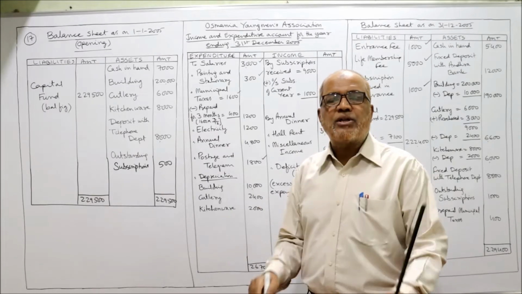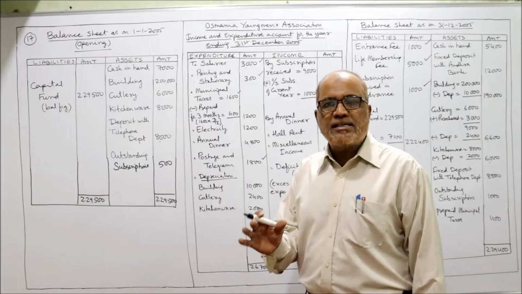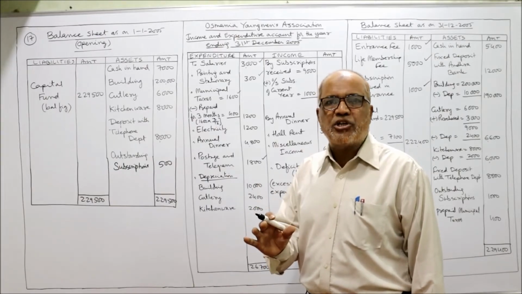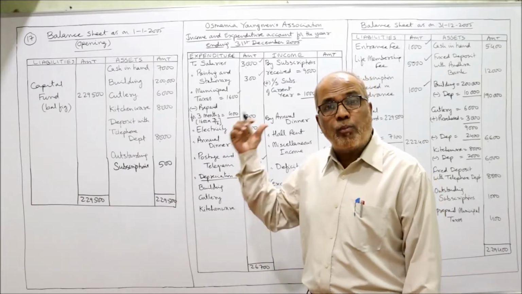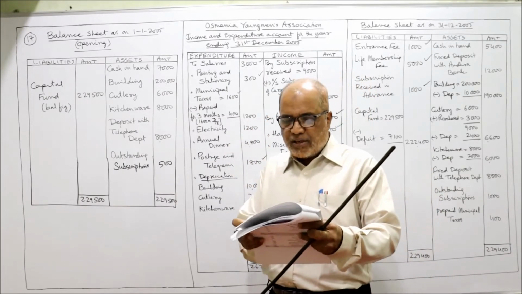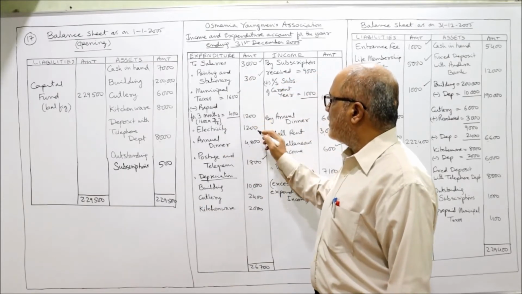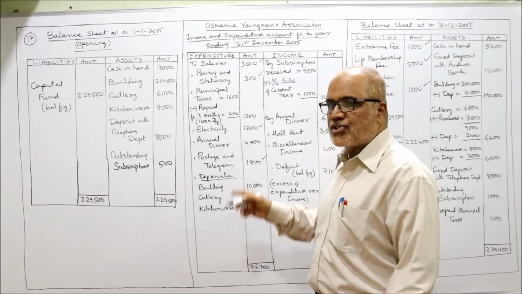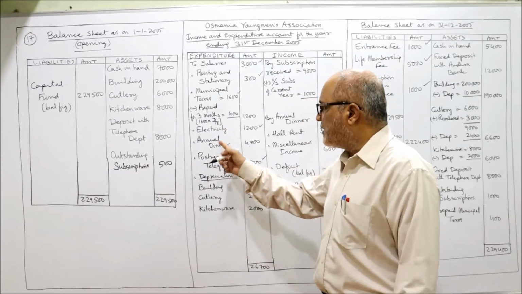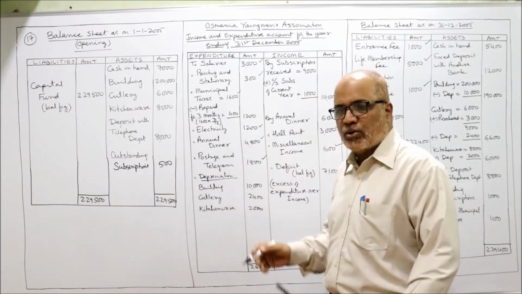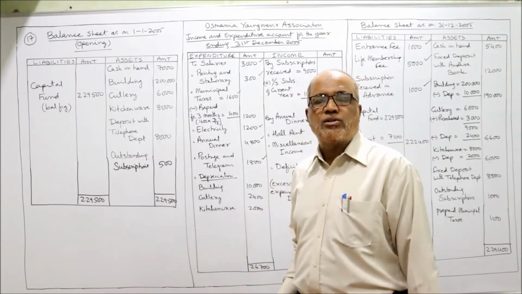Then cutlery purchases. Actually, cutlery is an asset, capital expenditure. So this cutlery purchase will not come in income and expenditure. It will go to the balance sheet. Next, electricity charges 1,200. We'll take it here. Annual dinner charges 4,800. Fixed deposit in Andhra Bank 12,000.